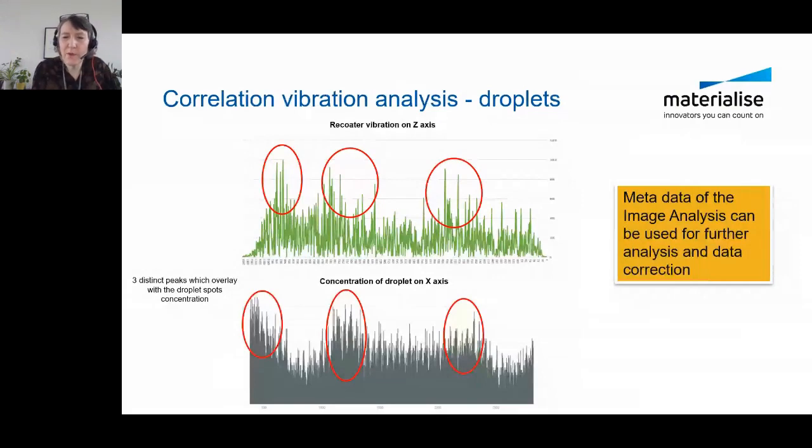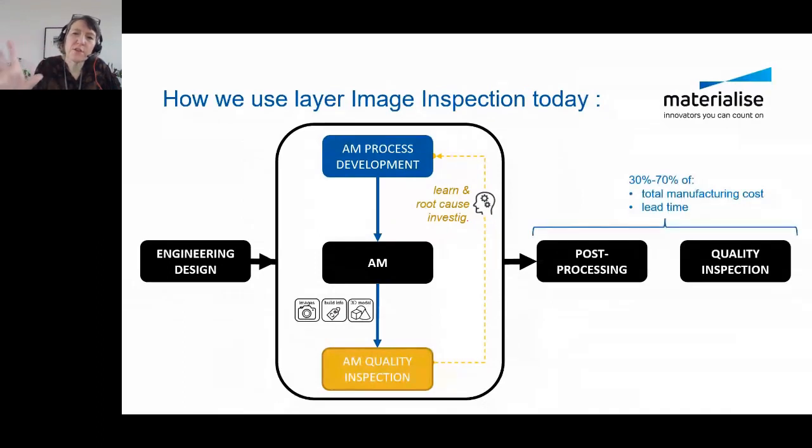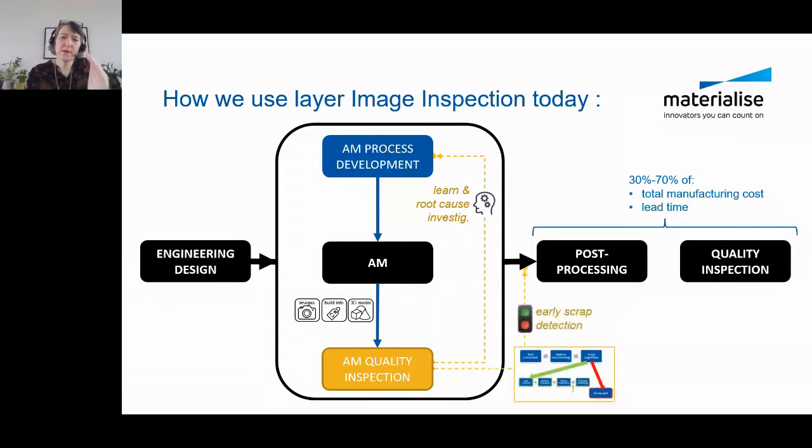So if we go back to our medical examples, and also, as I mentioned earlier in aerospace, if NDT is involved, then these post-processing and quality inspection steps can go up to like 70% of the cost of a part. So if we can make an early decision, that is a lot of money we saved by not spending it.